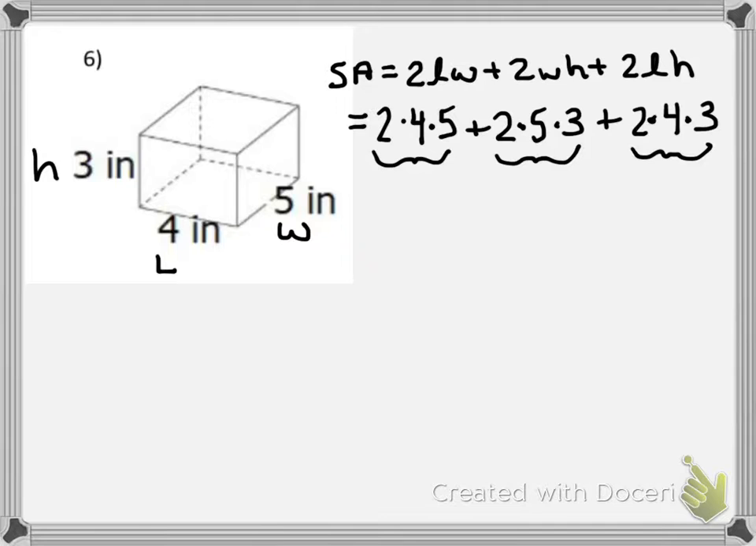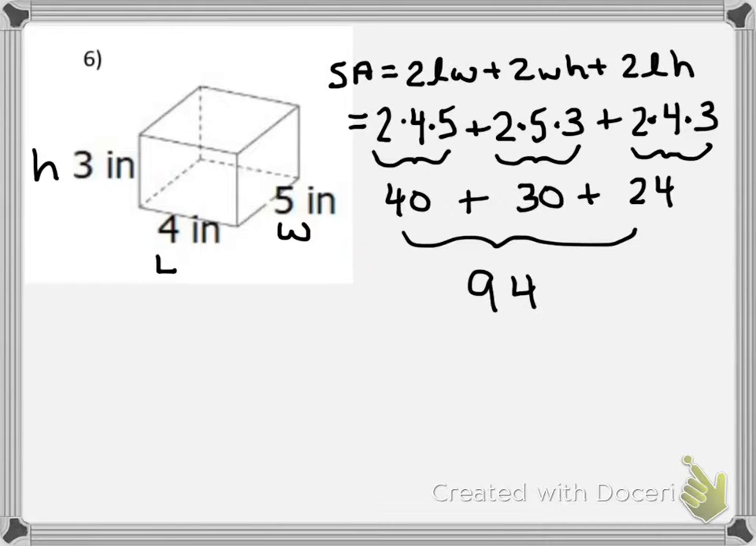2 times 4 is 8. 8 times 5 is 40. 2 times 5 is 10. 10 times 3 is 30. 2 times 4 is 8. 8 times 3 is 24. And then we're going to add all those together to give our surface area of 94 inches squared.